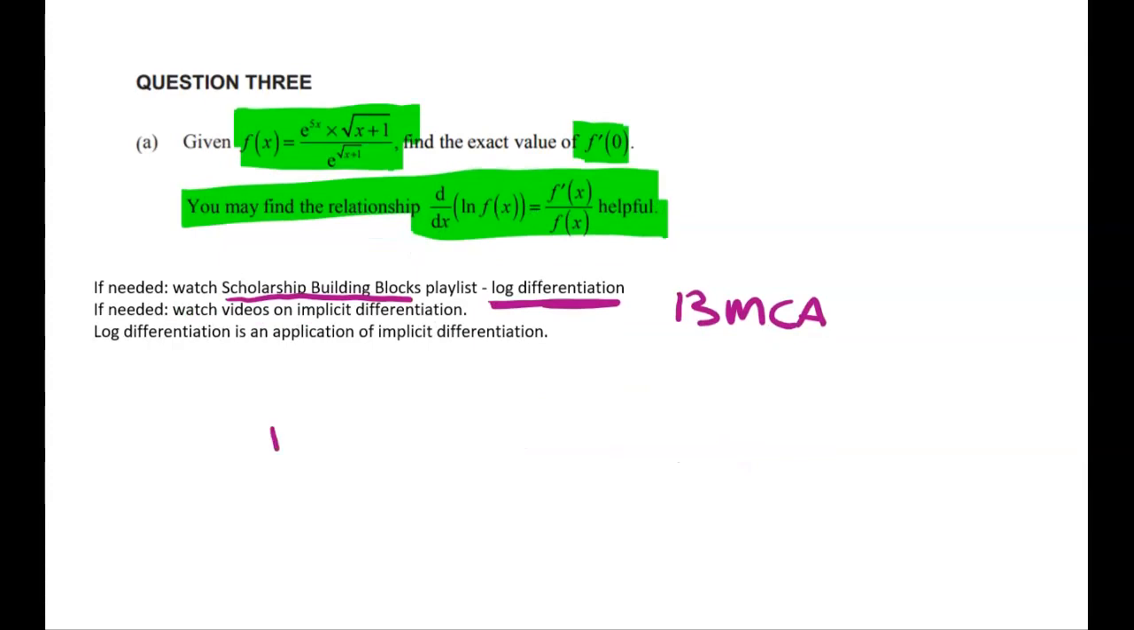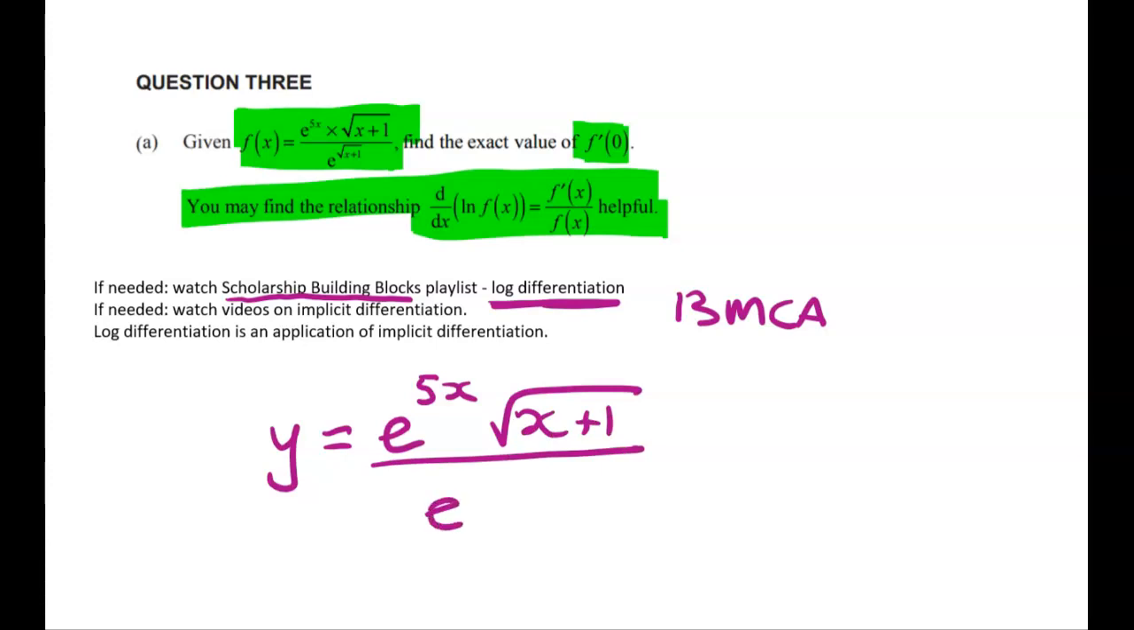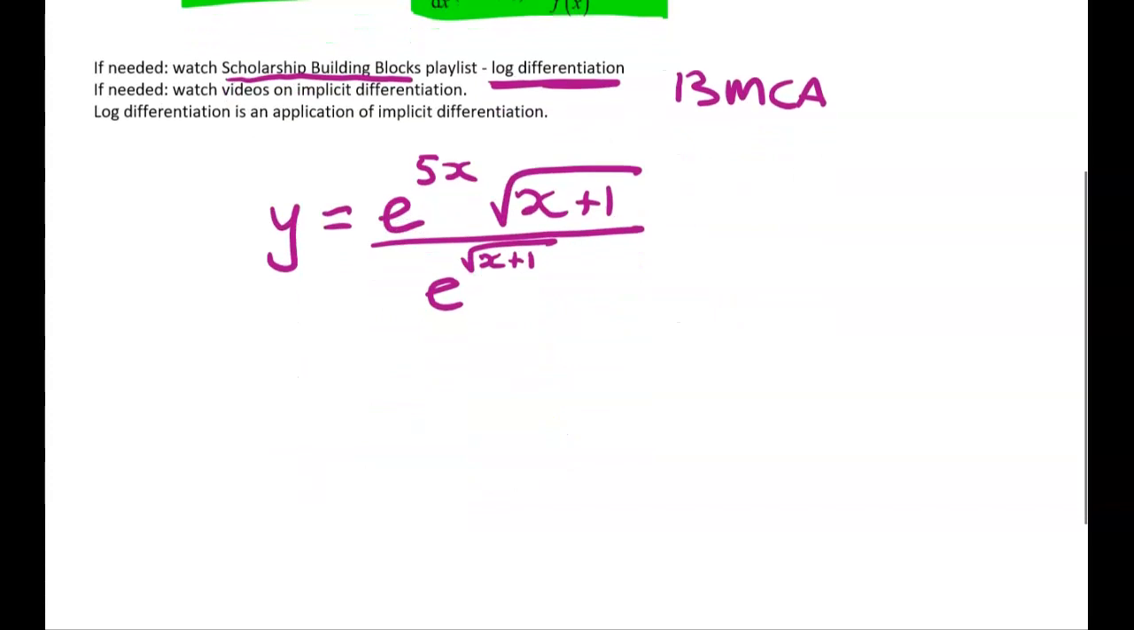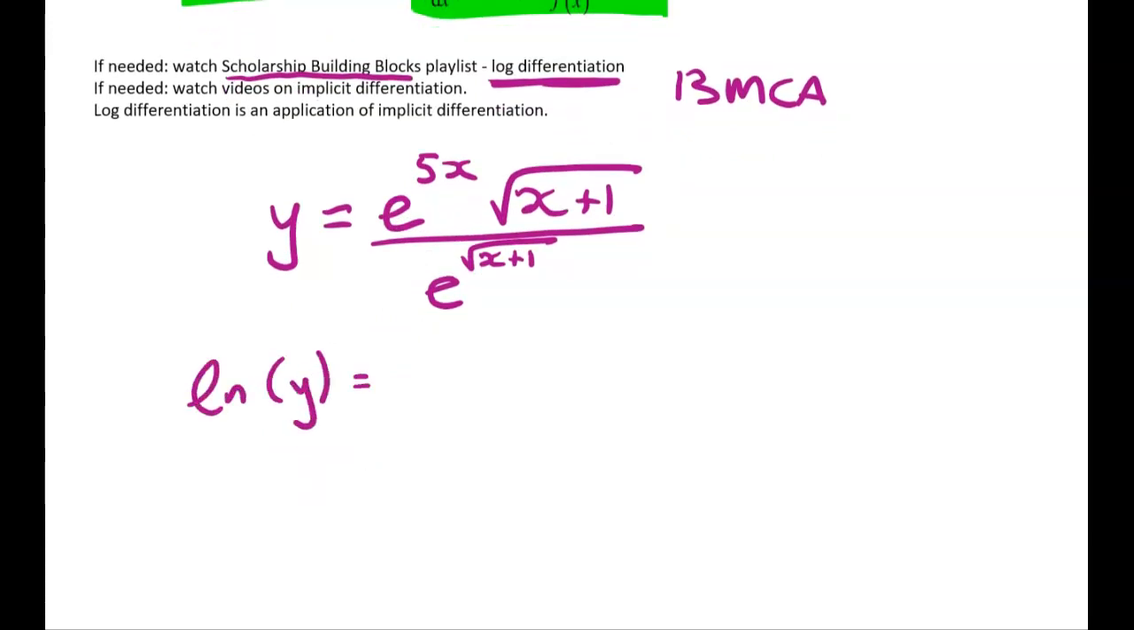So when we've got a function that is a bit of a mess, especially if it's got e to the power of stuff in it, we can see that if we can take logs of both sides, things will get much easier. And that's what log differentiation is all about. So we start off by taking the natural log of both sides. We're going to get the natural log of y is equal to this.